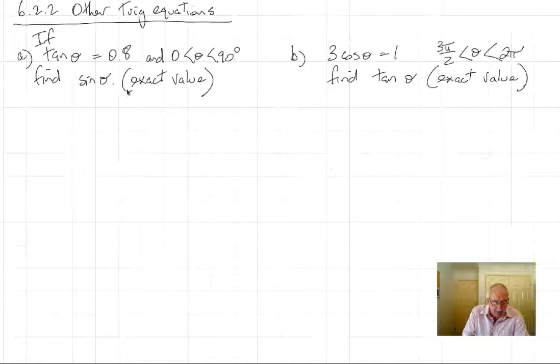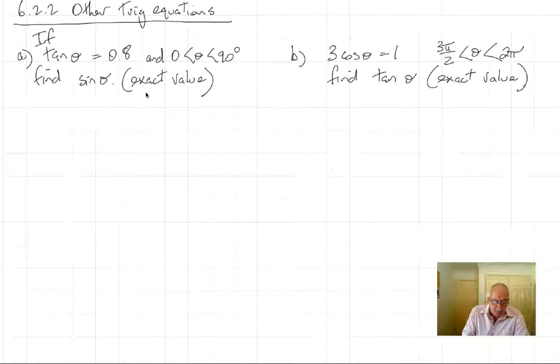We've got the tan of theta. We know what the tan of theta is, and we know that theta lies between 0 and 90, so it's in the first quadrant, and it says find the exact value of sine theta. Now when we see that exact value, we know we can't just use the calculator and get a decimal approximation, so we're going to have to use surds probably in our answer.